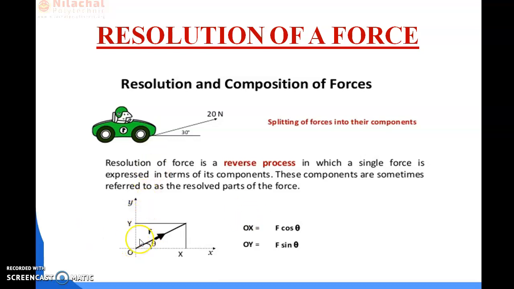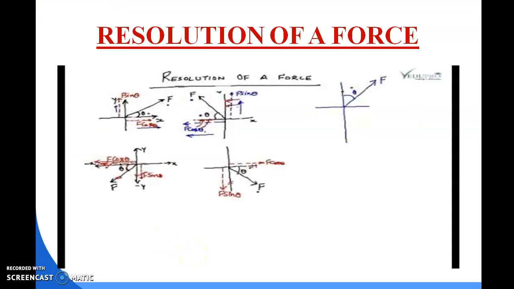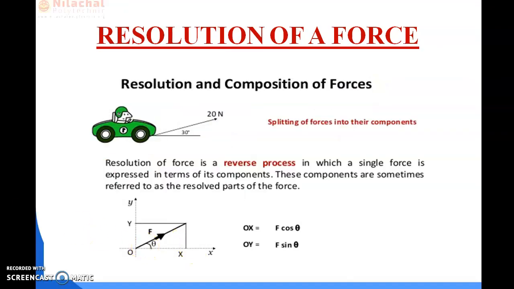Okay, so whenever we take this force horizontally, it means F cos theta. I have already told you that if we take the angle which makes the angle with the horizontal, then the horizontal component is cos and the vertical is sine. So here the angle theta makes the angle with respect to the horizontal x-axis, that's why whenever we take this force horizontally, that means F cos theta, and whenever this force is taken in the y-axis, then this value is F sin theta.